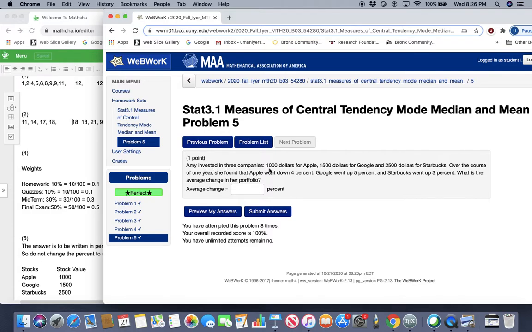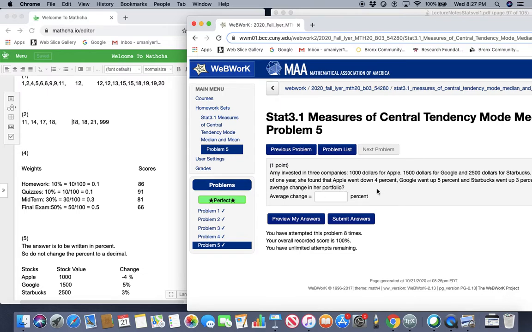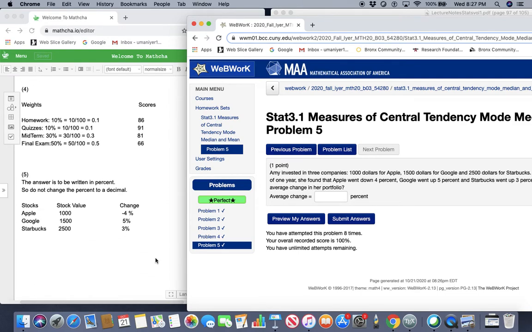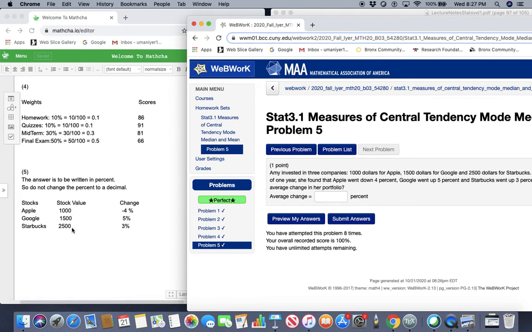Okay. Amy invested in 3 companies: $1,000 for Apple, $1,500 for Google, $2,500 for Starbucks. Over the course of 1 year, she found that Apple went down 4%, Google went up 5%, Starbucks went up 3%. What is the average change in her portfolio? So change in portfolio percent, that's a giveaway. So you have change and stock value. All right. Question is, which one of these is the weights?